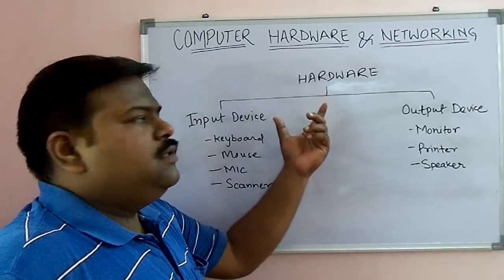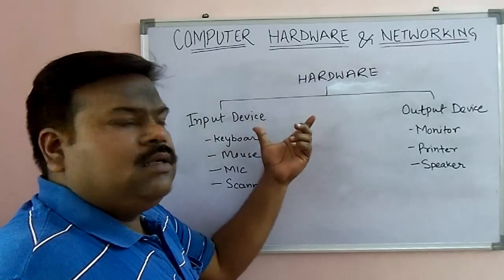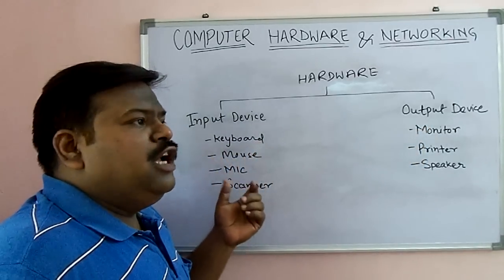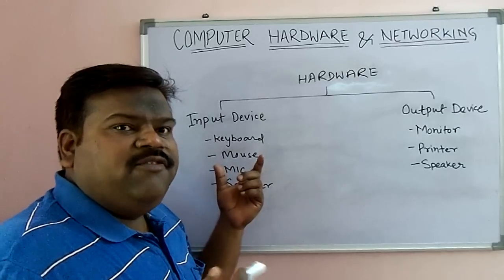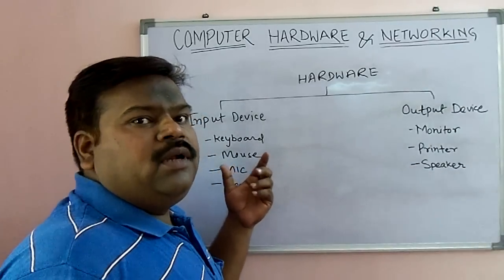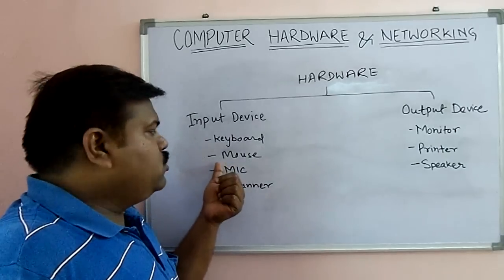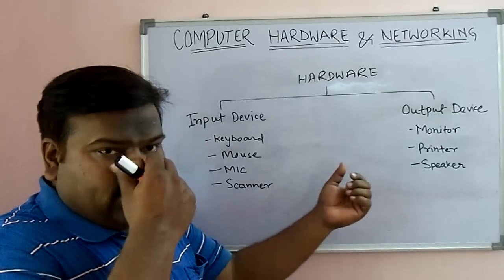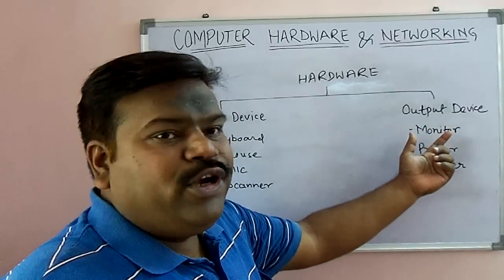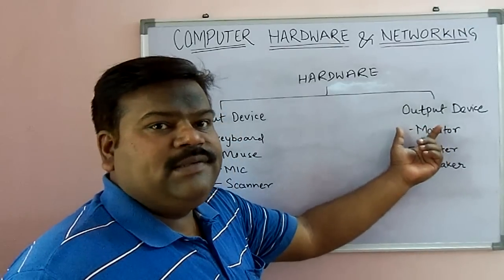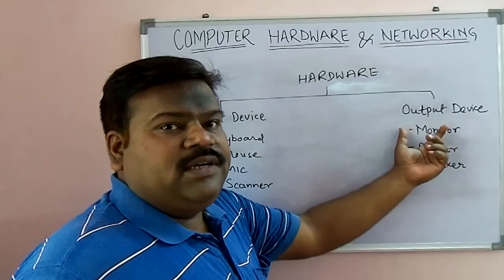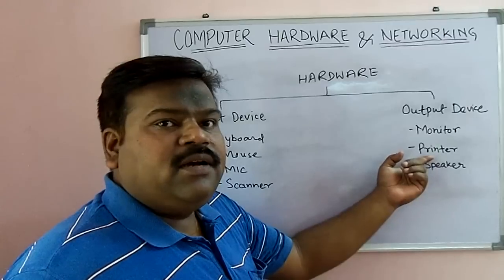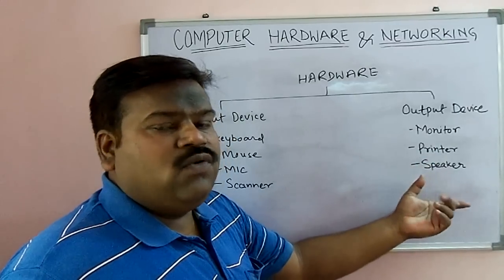So hardware is divided into two parts, input devices and output devices. What are input devices? Input devices are those devices by which we give instructions to the computer, like keyboard, mouse, mic, scanner, and so on. Likewise, what is an output device? Output devices are those devices by which we get results. We get results on monitor, printer, speaker, and so on.